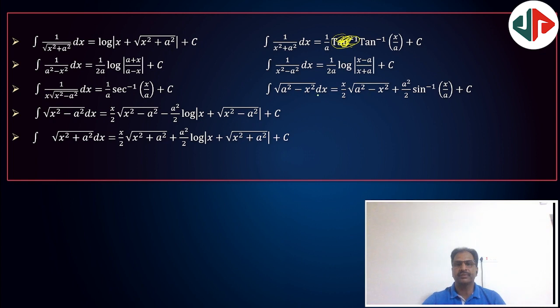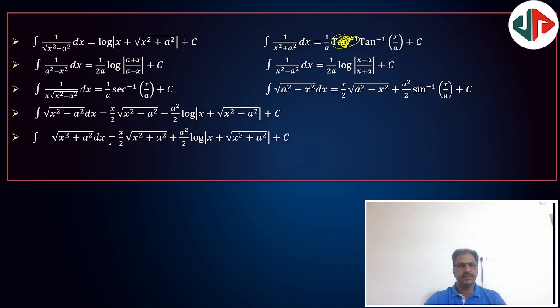Next, integral root of a square minus x square is x by 2 root of a square minus x square plus a square by 2 sin inverse x by a. Similarly, integral 1 by x into root of x square minus a square is 1 by a secant inverse x by a. Integral root of x square minus a square is x by 2 root of x square minus a square minus a square by 2 log mod x plus root of x square minus a square.